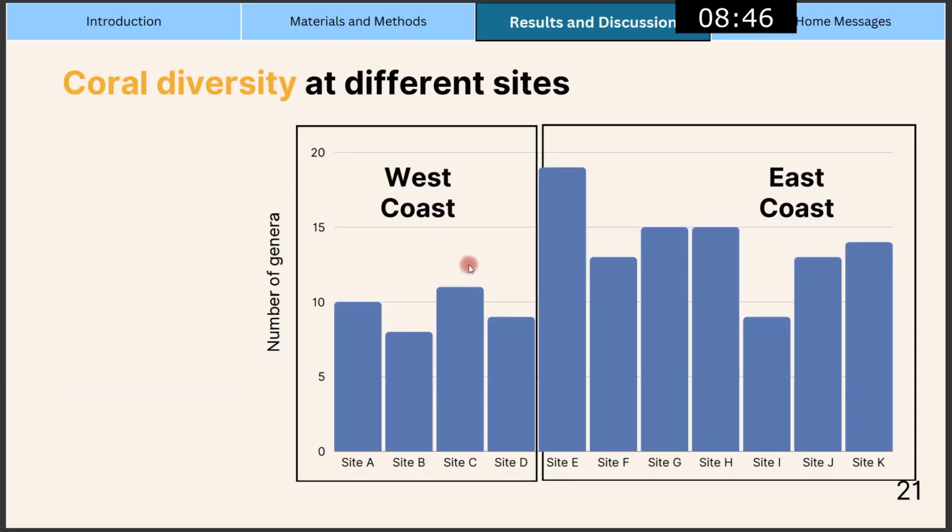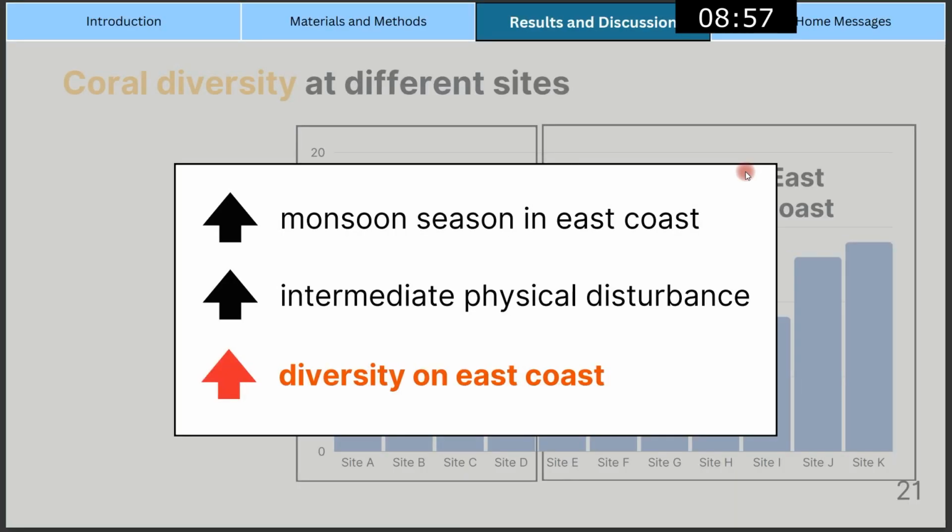Then we can further split them into the West Coast and East Coast. And we can easily tell that the East Coast has generally higher number of genera. This might be due to the monsoon season in the East Coast, so there is intermediate physical disturbance. Imagine there is physical disturbance during the monsoon season. And then it actually promotes more diversity on the East Coast.